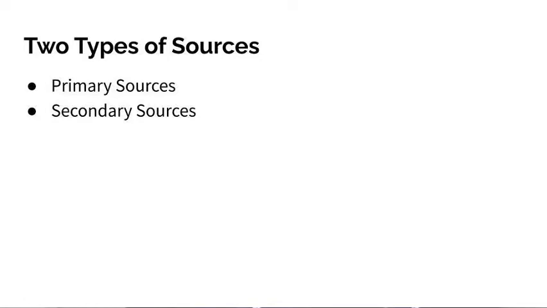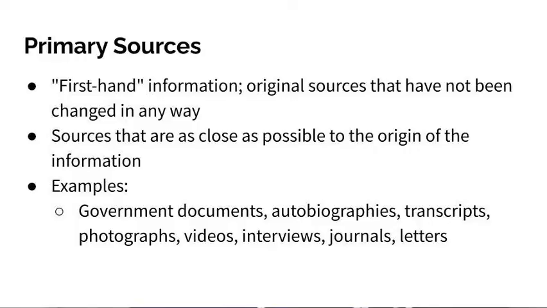To make it a little bit easier for us to understand sources when there are so many in the world, we talk about them as two types of sources: primary sources and secondary sources. Let's start with primary sources. When we talk about the word primary, we're talking about something being the earliest in time or order. When something is the primary thing, that means it's usually the first thing.